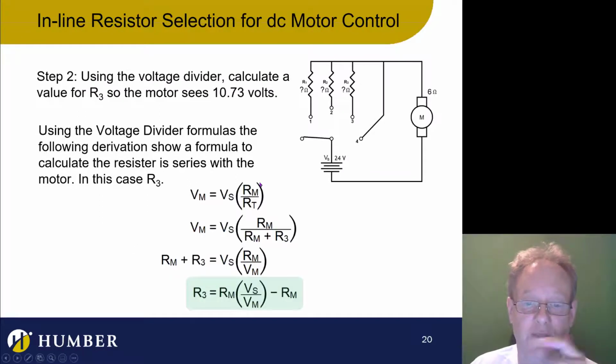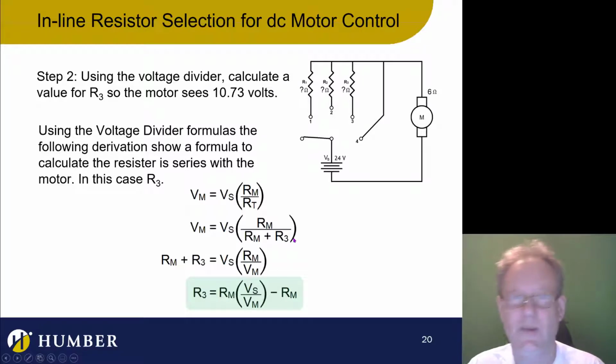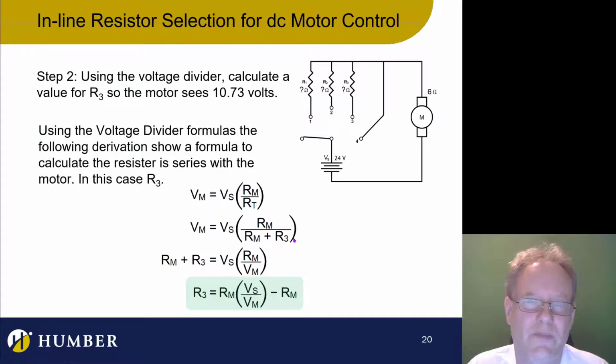So what I've done here is I've taken the voltage divider, which we're familiar with. The voltage drop across the motor, by the way, which we know, is the voltage source, which we know, times the ratio, and RT, well, we don't know it, but we can rewrite it: RT is RM plus R3. By the way, you don't need to remember this derivation of this formula. I'm just walking you through it because it's pretty cool.